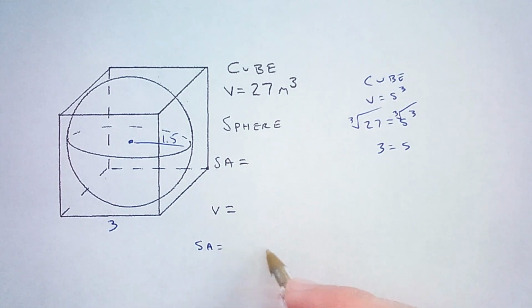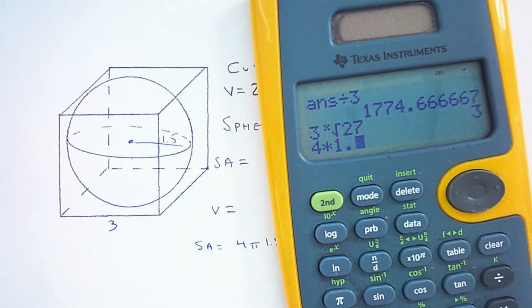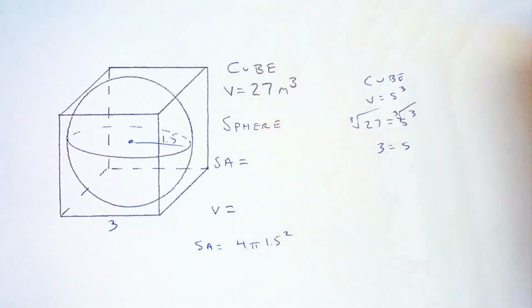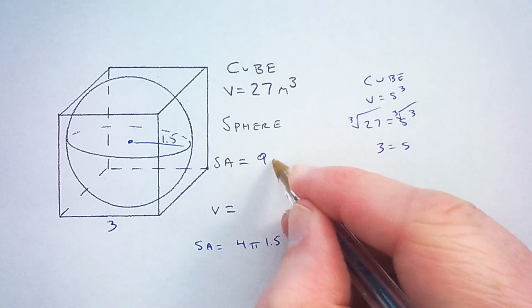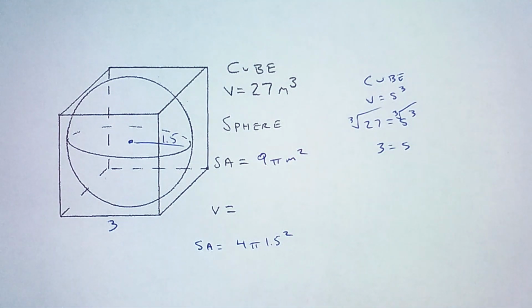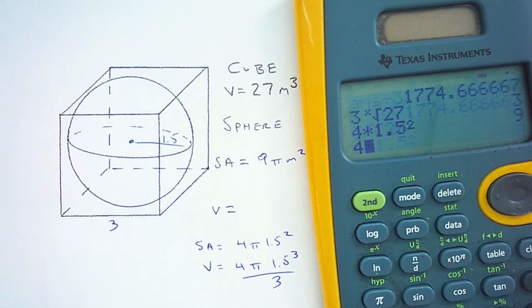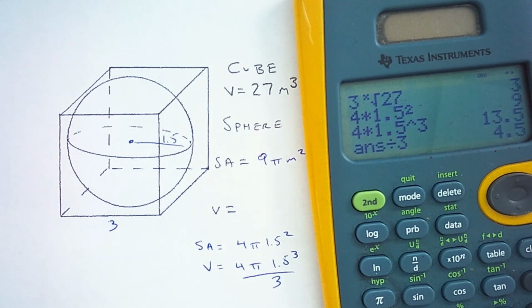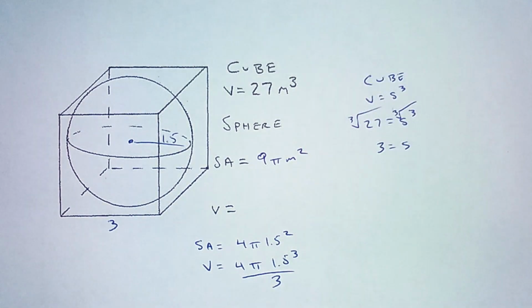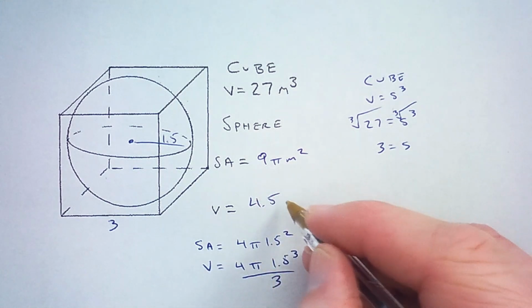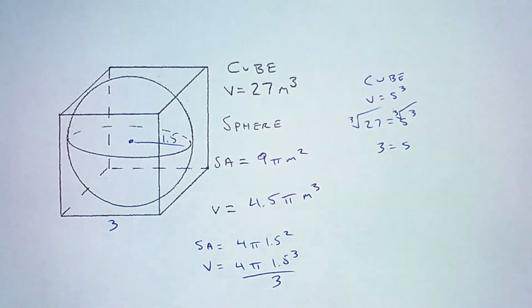So the surface area of the sphere is 4 pi radius squared. So 4 times 1.5 squared is 9. So the surface area is 9 pi meters squared. The volume is 4 pi r cubed over 3. So we have 4 times 1.5 cubed divided by 3, and that is 4.5. So we have a volume of 4.5 pi meters cubed.